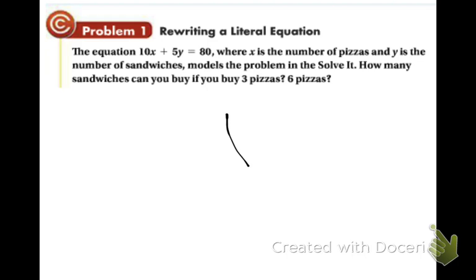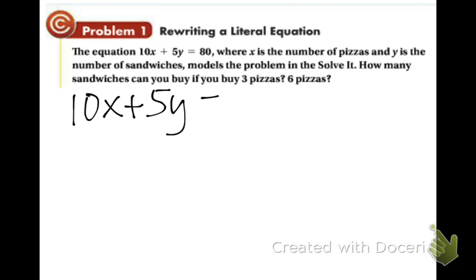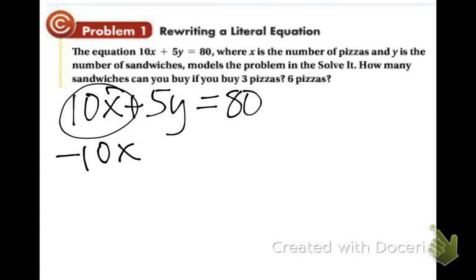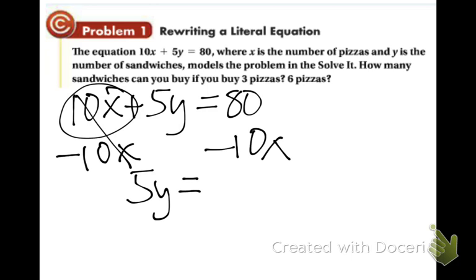So let's go back there. Go back to what we have right there where we had 10x plus 5y is equal to 80. I want y by itself, so it makes sense for this to be moved by simply subtracting 10x from both sides. Okay, in doing so, we know 10x minus 10x is gone, and now we have 5y is equal to negative 10x plus 80.